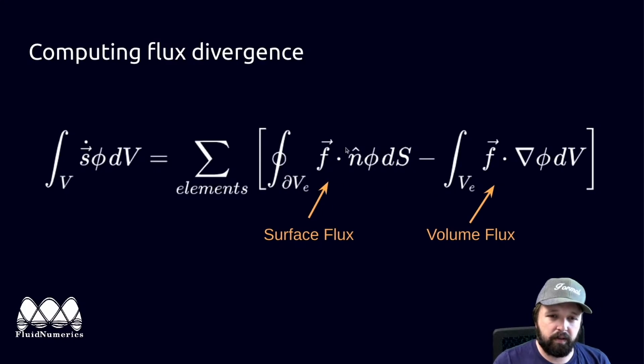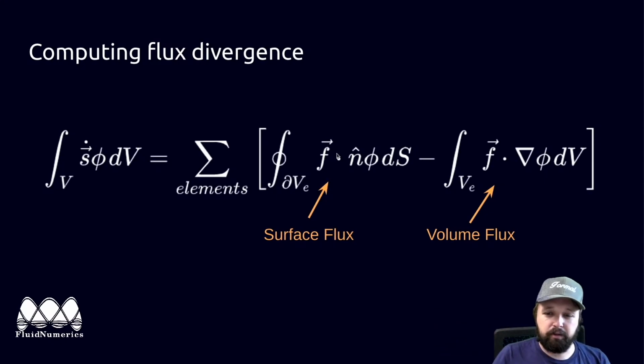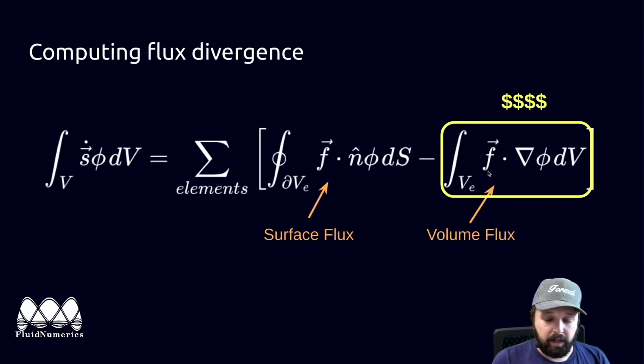So you split the divergence operator into two components. On the left, you have the surface flux, so it's the bits on the boundaries of each of your elements. And then you have the volume flux, so anything in the interior of the elements. And because of how things work out, there's more points in a volume than there is on the surface. So the most expensive part of that is the volume flux.